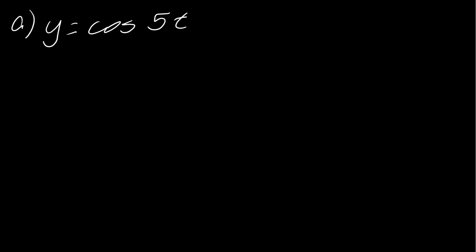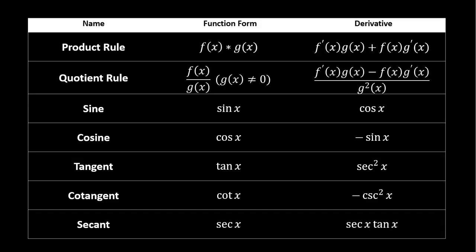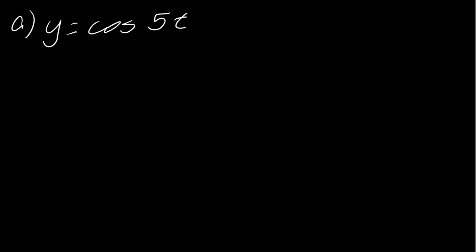Okay, so the thing to recognize here is that we really have two functions. We can't just take the derivative of cosine 5t as is, because for the cosine function, I only have a rule for cosine of x. I don't have a rule for cosine of 5t. So you want to notice where your composition of functions is. This is your outermost function, and I think of this 5t as your innermost function.